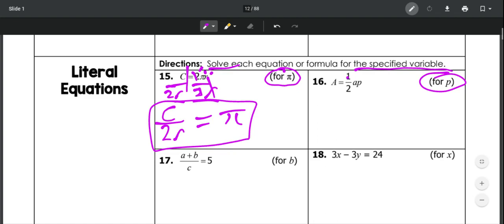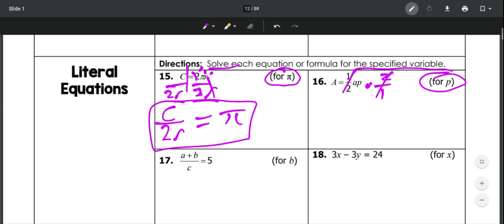Right here we have 1 over 2. Now, the first thing we need to do is get rid of 1/2 because we're looking for p. We want this by itself. So we need to get rid of the a and the 1/2. Now, if I want to get rid of 1/2, I have to multiply, since it's a fraction. This is another way you can do these. We're going to multiply by the multiplicative inverse, which the inverse of 1 over 2 is 2 over 1, because now that'll get rid of itself.